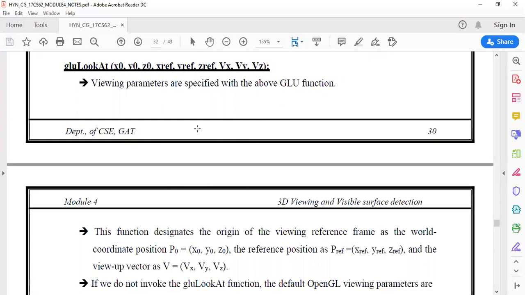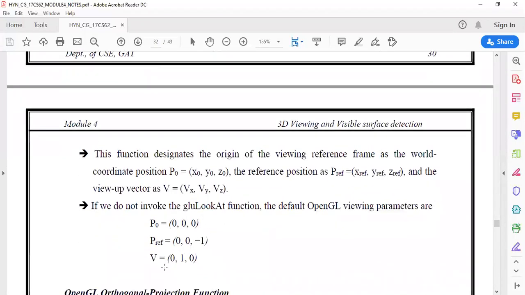This function designates the origin as the viewing reference frame. That means I'm taking my origin as my view plane point, so the coordinate position P naught is x naught, y naught, comma z naught. The reference position here is x reference, y reference, and z reference. This is my reference projection point. And the view up vector is Vx, Vy, Vz.